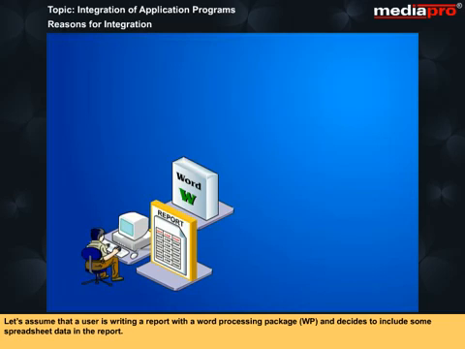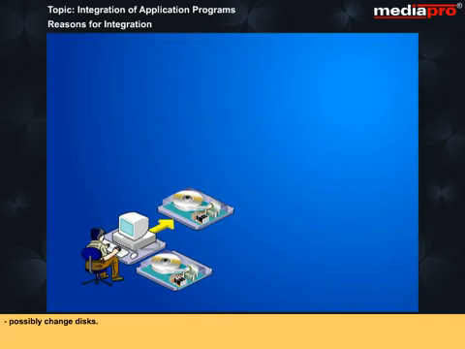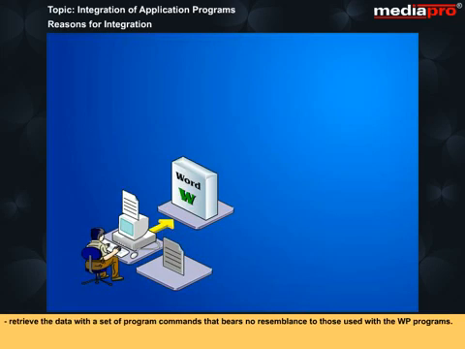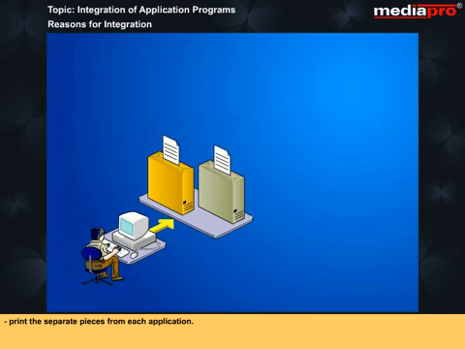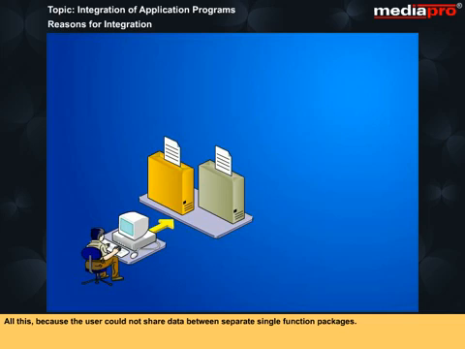decides to include some spreadsheet data in the report. With different application programs for word processing and spreadsheet functions, the user would probably have to store the document and shut down the word processing program, possibly change disks, load the spreadsheet program and data, retrieve the data with a set of program commands that bears no resemblance to those used with the word processing program, print the separate pieces from each application, and then do a cut and paste job on the report. All this because the user could not share data between separate single function packages.